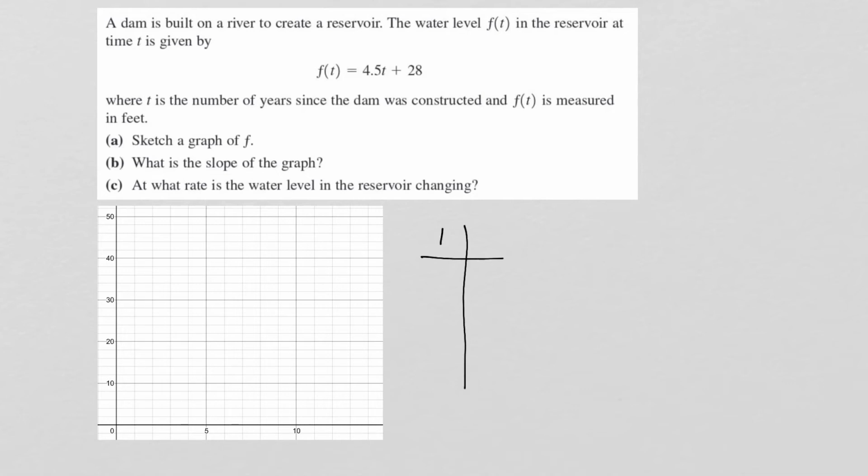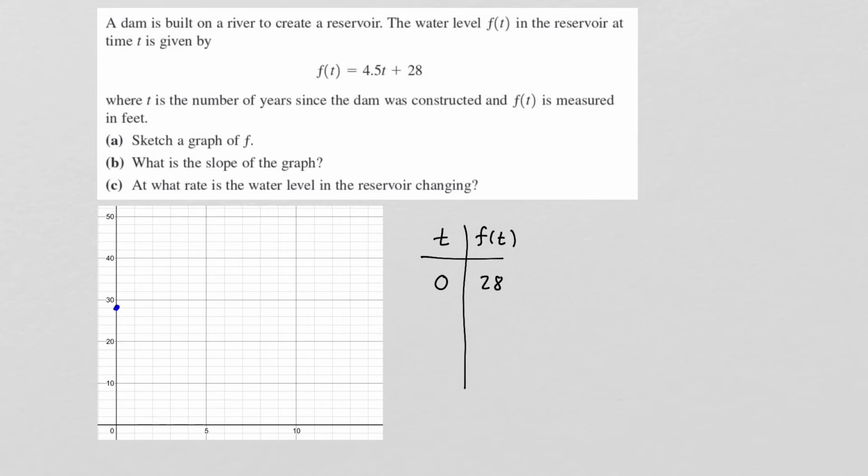So I'm going to pick a t value, and that's going to give me an f of t value. I always like to start by choosing t equals 0. If you plug in 0 here for t, you get 4.5 times 0, which is 0, and then plus 28 is 28. So that gives us the point (0, 28), which is right here.